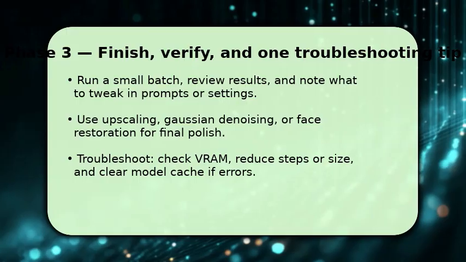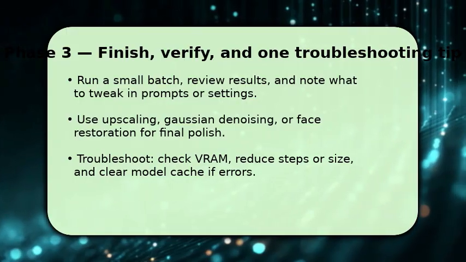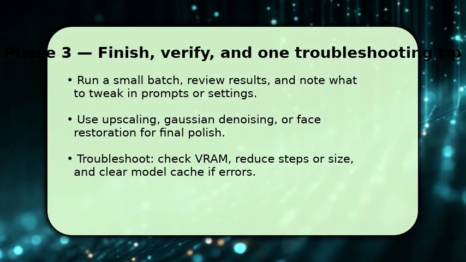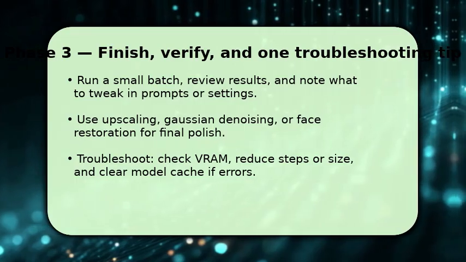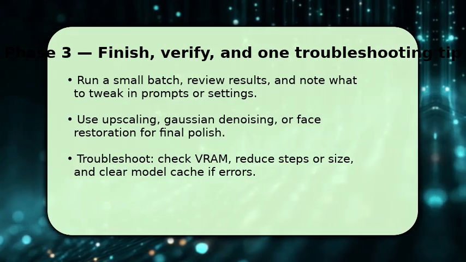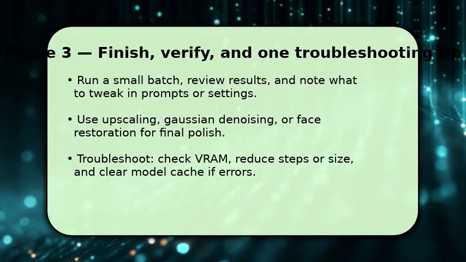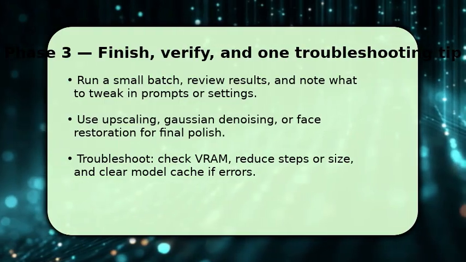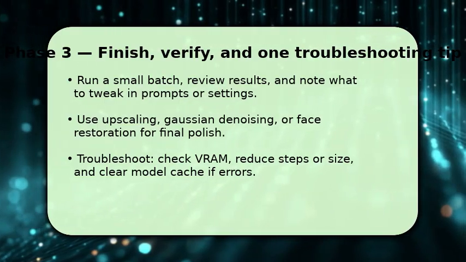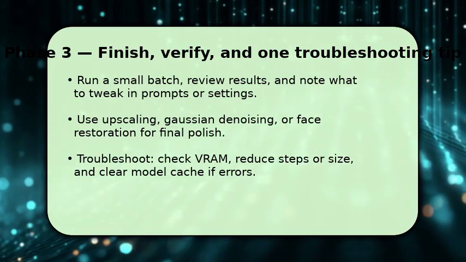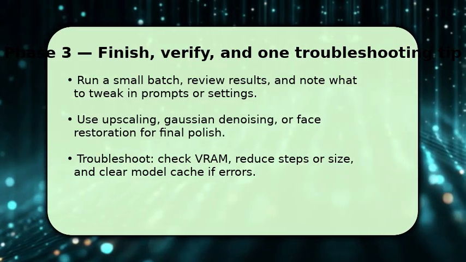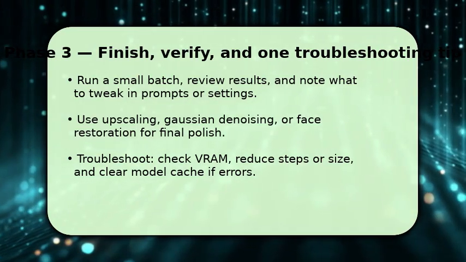Finally, you generate and iterate until the image meets your goals. Start with a small batch, quickly inspect outputs, then tweak the prompt, sampler, or guidance scale based on what you see. Once satisfied, upscale and apply finishing tools like face restoration or subtle denoising for cleanliness. Save your final image and record the exact prompt and seed for later reuse.